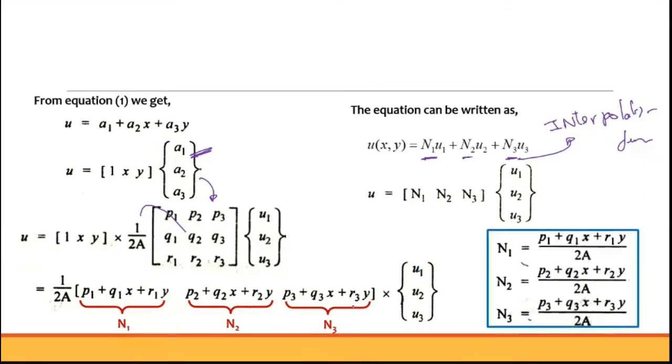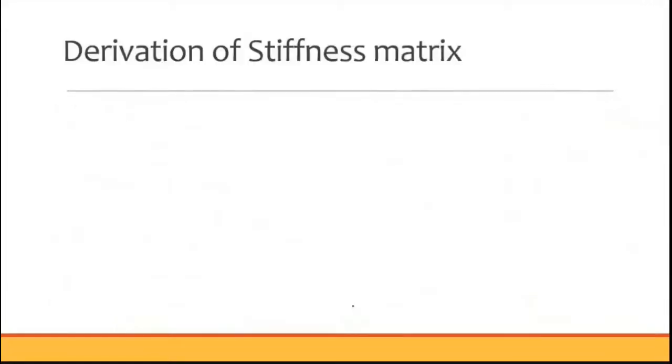Replacing it, I am writing it as a formula. N1 is p1 plus q1x plus r1y divided by 2A. N2 is p2 plus q2x plus r2y divided by 2A, and similarly N3. So these are my interpolation functions. They can be used if you want to identify the values in between.